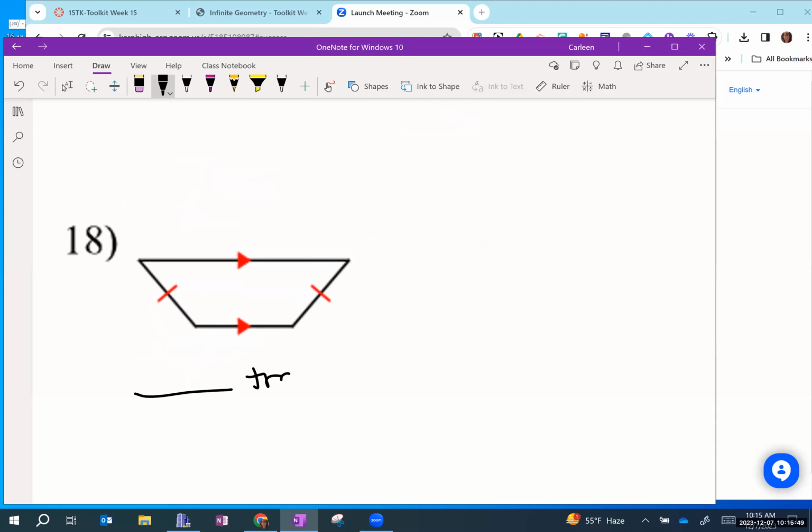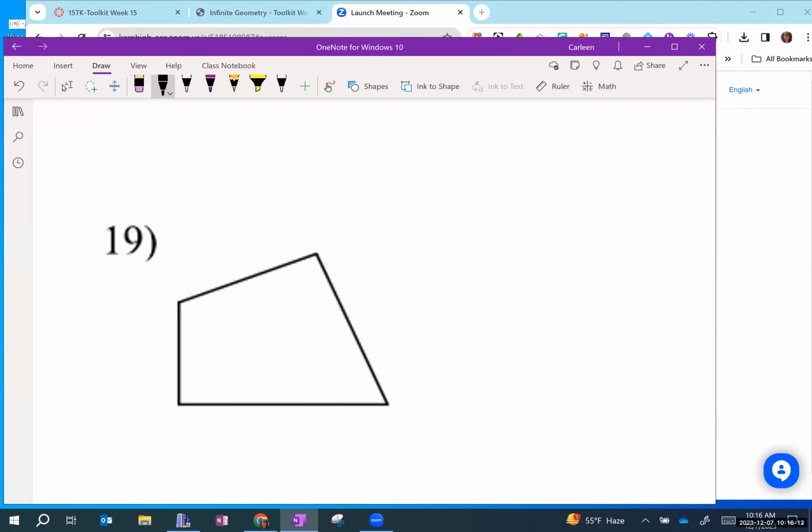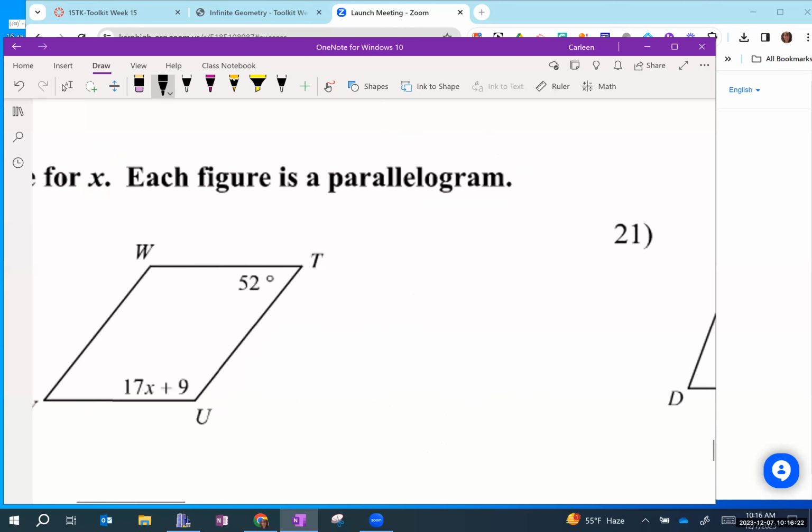This is a trapezoid. Now, what do you notice about this trapezoid? Is there anything special about this trapezoid? Ah, it's an isosceles trapezoid. Yeah. Okay, and one more. What's this? Quad. Does it kind of look like a kite? Yeah, but we don't have any markings, so it's just a quadrilateral. Okay.